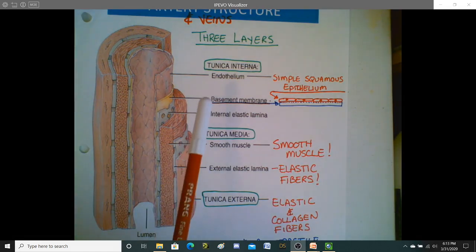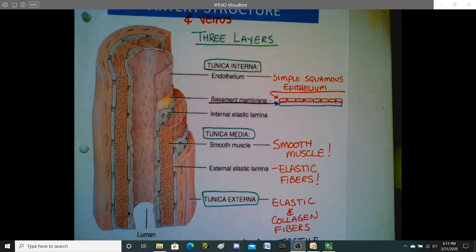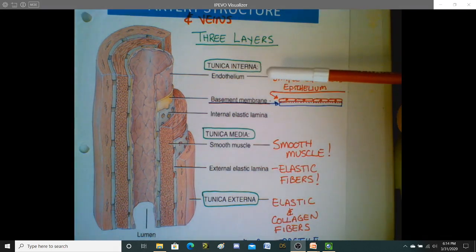It's made out of three layers. The first layer is called the tunica interna. The middle layer is the tunica media. And then the outside layer is called the tunica externa. Now, the blood vessel is a hollow tube, and it is going to be able to constrict or vasoconstrict and vasodilate. Now, on the inside, let's work from the inside out.